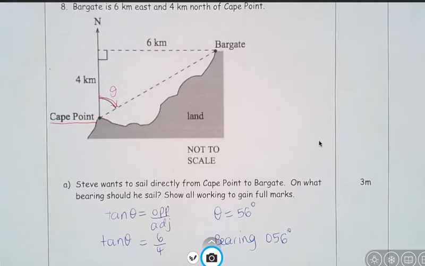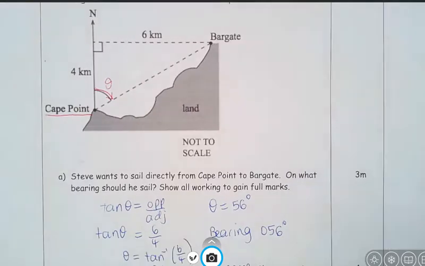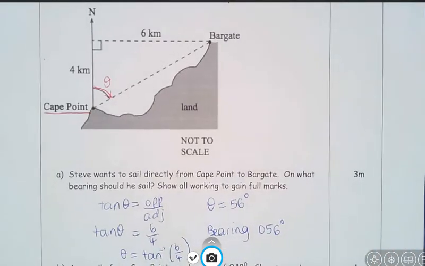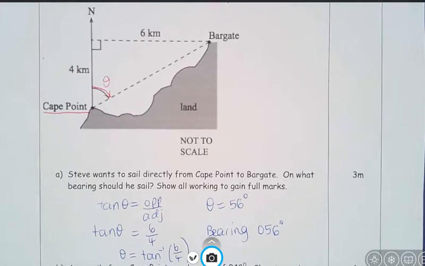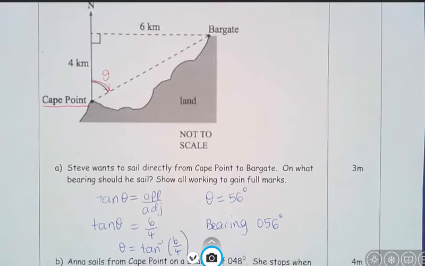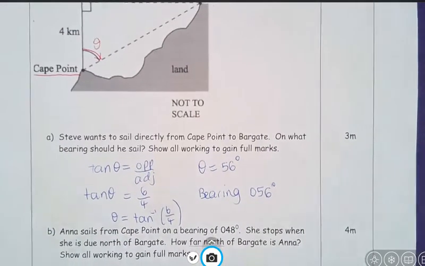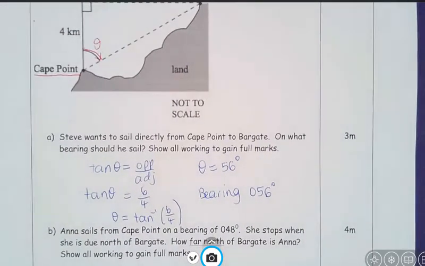Now, the tan of the angle is 6 over 4. The angle is tan to the minus 1, inverse tan of 6 on 4, which is 56 degrees. So the bearing's 56 degrees. Now, the next part of the question, ladies, you can't do the second part of the question unless the first part is already done.